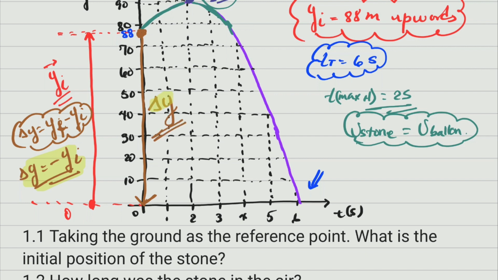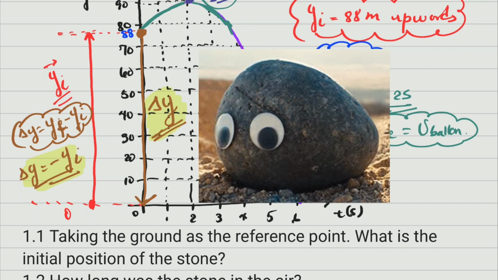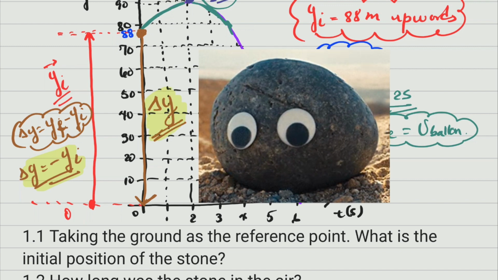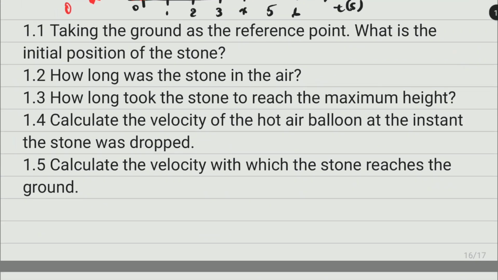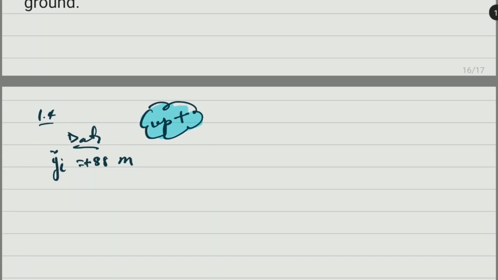All right, and I hope you look at this one very carefully, because position and displacement are not the same thing. And often there is a big confusion about that. So in this case, the initial position is positive 88, but the displacement is going to be equal to minus 88 meters. So I hope that one was clear. Okay, the total time is equal to 6 seconds. And this is what we have.